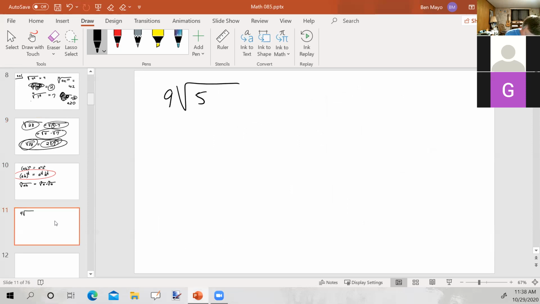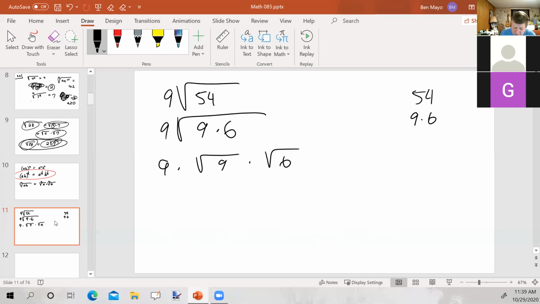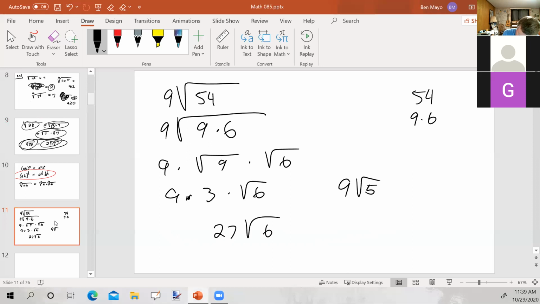Okay. Let's look at some more of those. 9 times the square root of 54. My index is a 2, so I'm looking for squares. 54 is 9 times 6. So I could write this as 9 times the square root of 9 times 6, which would be 9 times the square root of 9 times the square root of 6. Okay? Which is 9 times, what's the square root of 9? 3. And then times the square root of 6, so I get 27 square roots of 6. So 9 square roots of 54 equals 27 square roots of 6 if we simplify it. Okay?